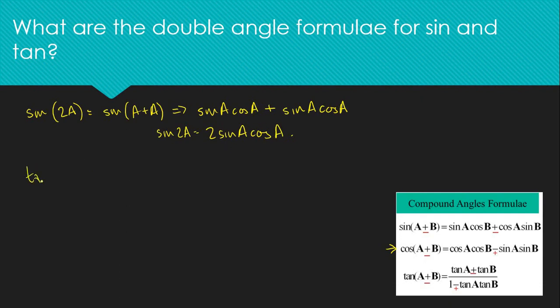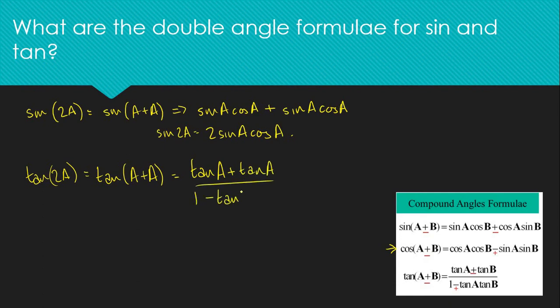Next, we've got tan of 2a. Again, that can be thought of as tan of a plus a. Tan of a plus a would be equal to, when it's a plus, you've got a plus, so you've got tan of a plus tan of a over 1 subtract tan of a multiplied by tan of a, which will be tan squared a. Okay, and what you actually end up with is 2 tan a over 1 subtract tan squared a. And that's the double angle formula for tan. Okay, so you've got tan of 2a.